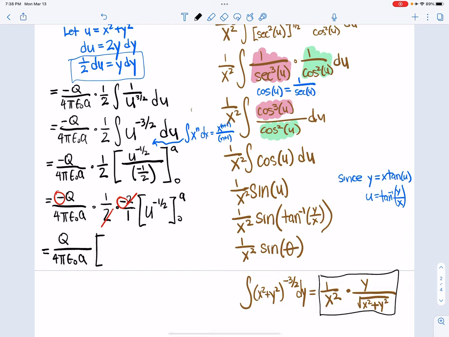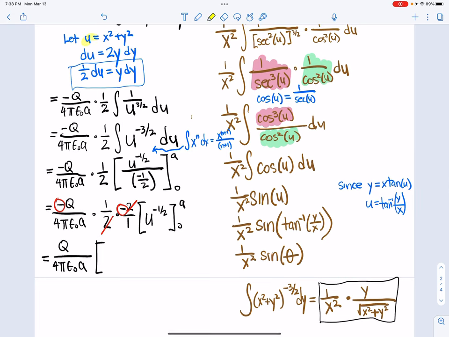And then here I'm going to substitute, what was my u again? My u was x squared plus y squared, right? That's up here, x squared plus y squared. So 1 over the square root of x squared plus y squared, because that is the same as x squared plus y squared to the power of minus 1/2. Okay? And then from 0 to a.